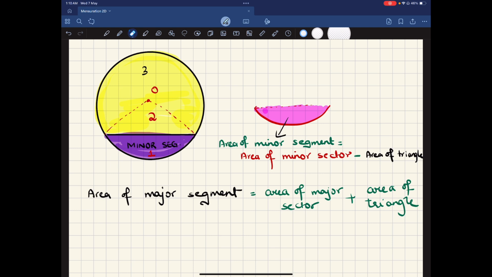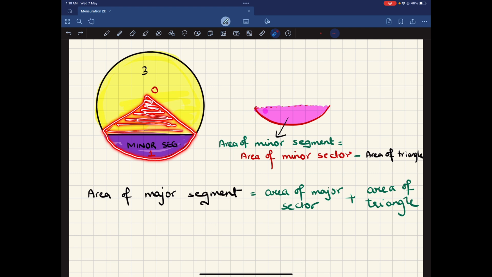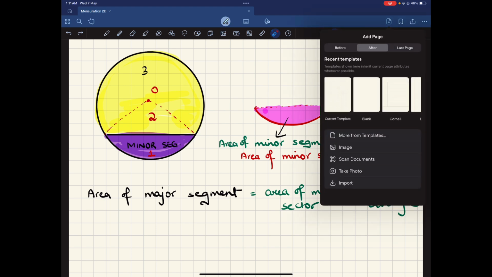For the area of the major segment, it's not difficult. This is your major segment. We can divide your major segment into two shapes. One is a triangle, one is a major sector. You calculate the areas and add them together. For the minor segment, you're going to calculate the area of the minor sector, and then you're going to subtract the area of the triangle, and you will be left with the area of the minor segment. Okay, hopefully this is clear. Again, if you have any confusions, please rewatch this part to make sure that you understand it.